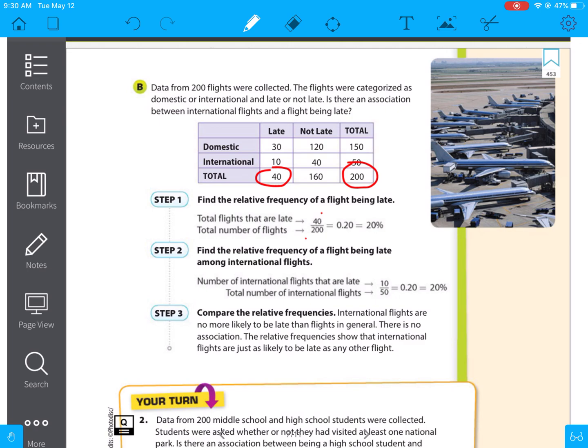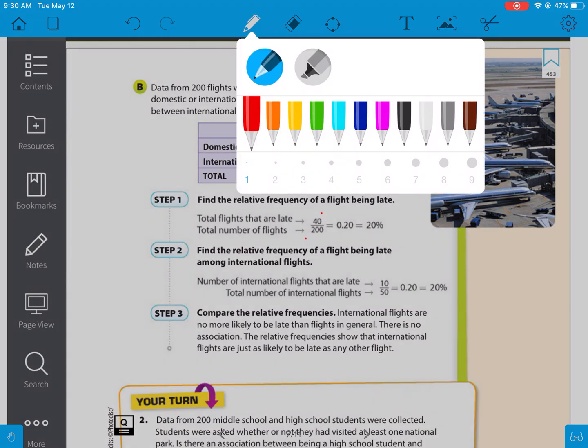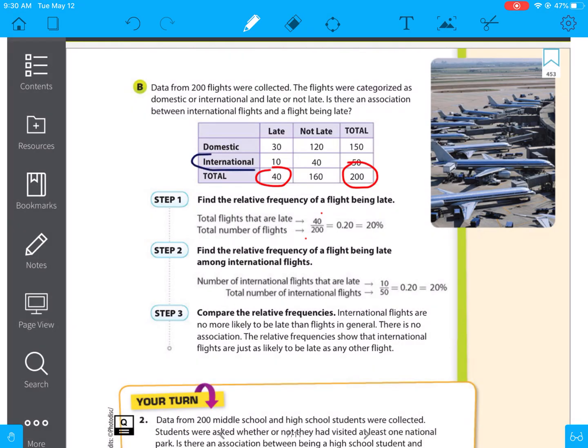Now we have to find the relative frequency of a flight being late among the international flights. So we're only going to look at the international flights. So the total is 50, and that goes on the bottom. And then the number that were late is 10. So 10 out of 50, which is 0.2 or 20%. So since that's the same or within 5 or 10% of each other, there would be no association. The international flights are no more likely to be late than the domestic flights.